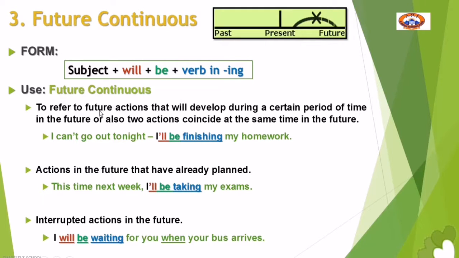Future continuous. We use it to refer to future actions that will develop during a certain period of time in the future, or also at the same time in the future. I can't go out tonight. I will be finishing my homework. Again, to refer to future actions that will develop during a certain period of time. I will be finishing my homework tonight. This is a period or a certain time of a period of time in the future. Okay?